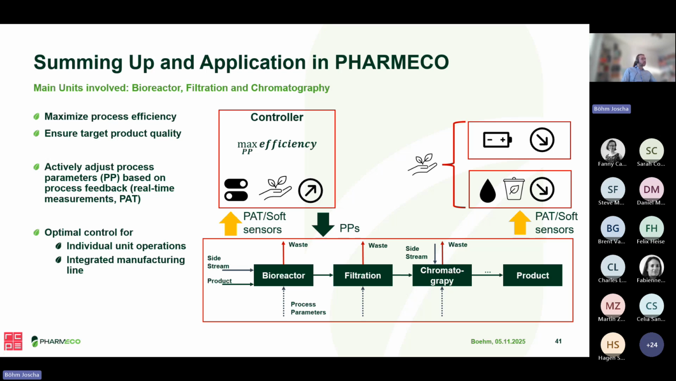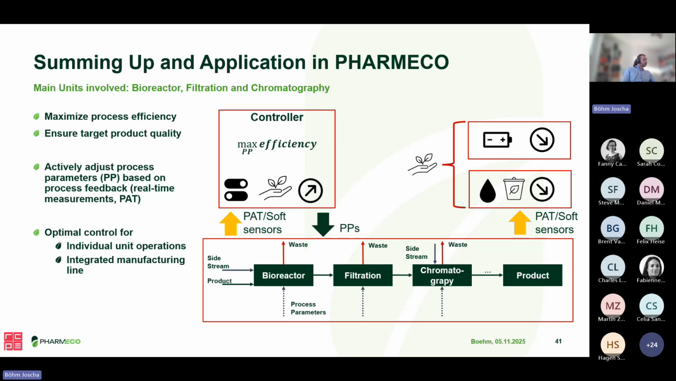And what we want to do in PHARMECO is to maximize the process efficiency, which we can measure by PAT and soft sensors. This is essentially combined out of three things: the energy consumption that we want to minimize, the water consumption, and the waste production, which we both want to minimize inside this production line. Thereby we can maximize the efficiency, and we want to achieve that while ensuring, of course, that the product quality is still within specifications.